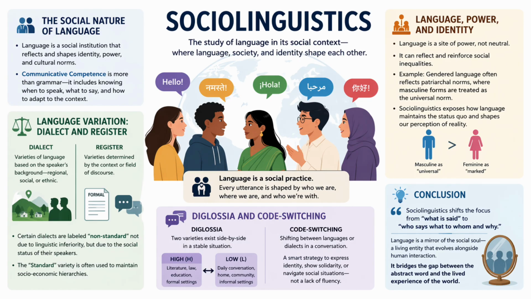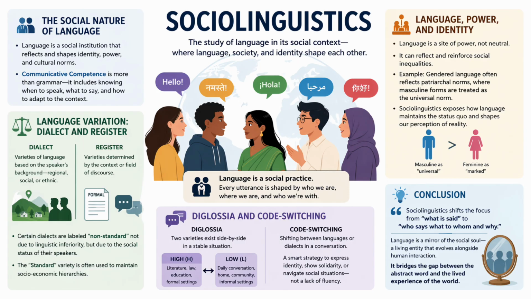Language variation, dialect, and register. A critical area of inquiry is the distinction between dialect and register. Dialects are varieties of language categorized by the user's background, whether regional or social. In contrast, registers are functional varieties determined by the context or field of discourse, such as the difference between a formal scientific paper and a casual chat among friends. This inherent variability demonstrates that language is never a monolith.